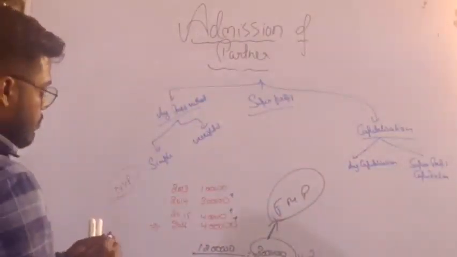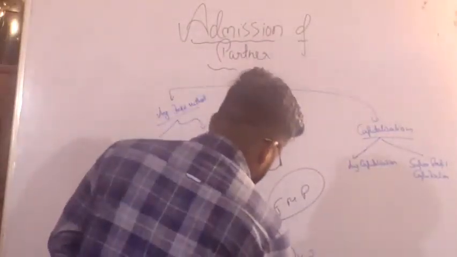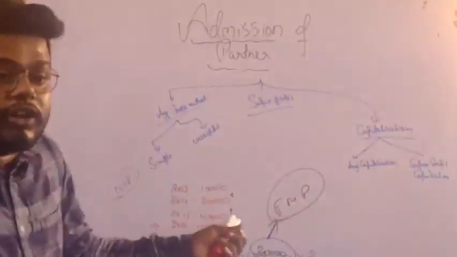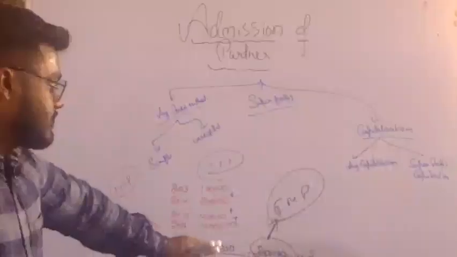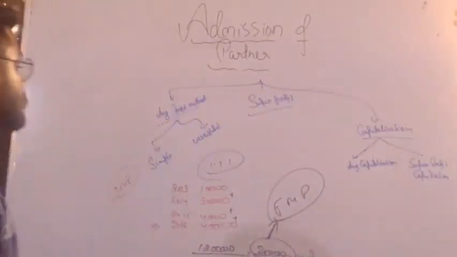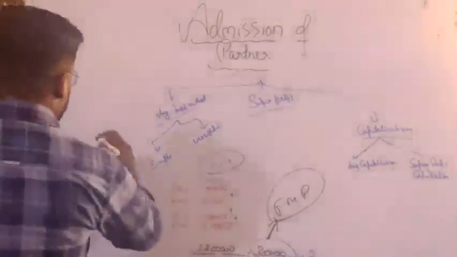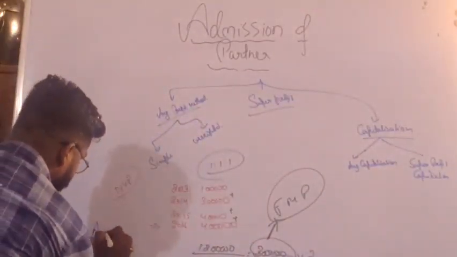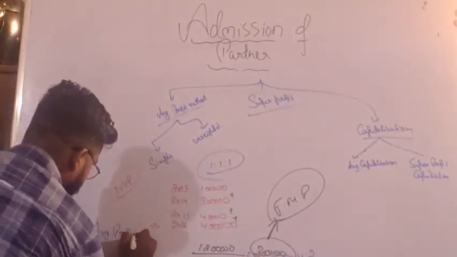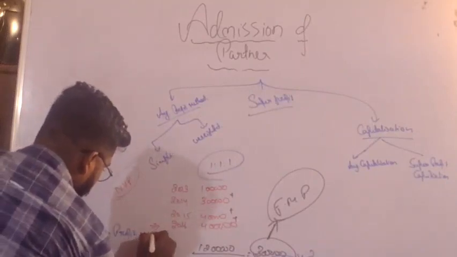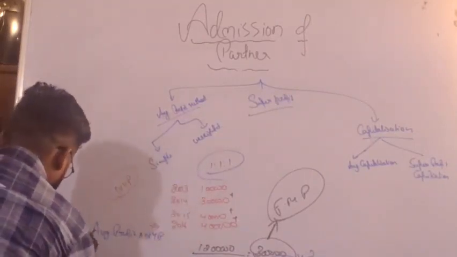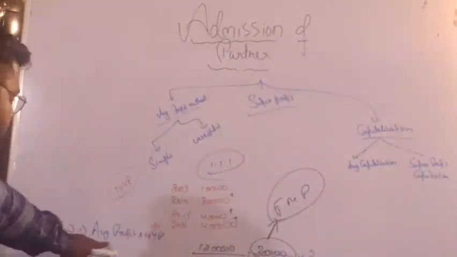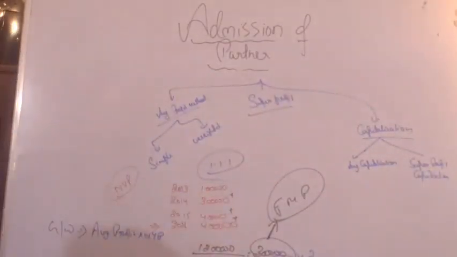That means the goodwill total will be 9 lakh rupees. Total goodwill of the firm is 9 lakh rupees, right? Sir, what formula did you use? Let me check out the formula. Average profit into number of years' purchase. So the goodwill formula you can get, simple one: average profit into number of years' purchase.